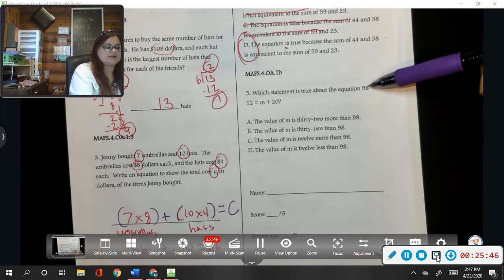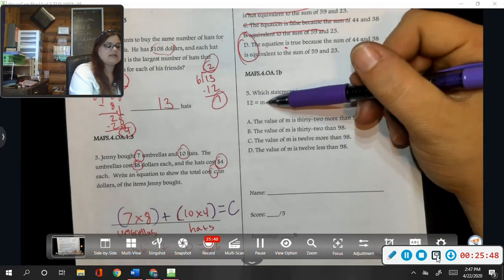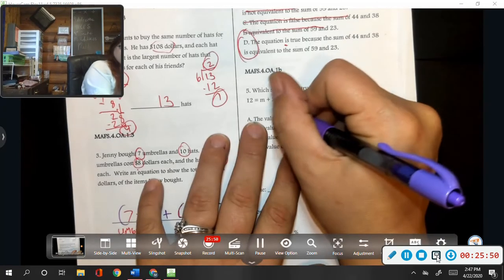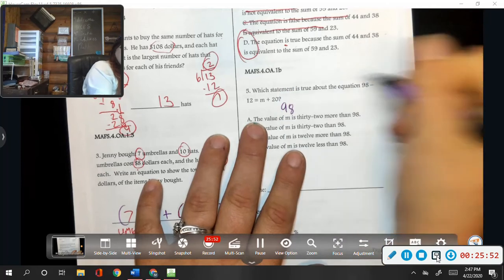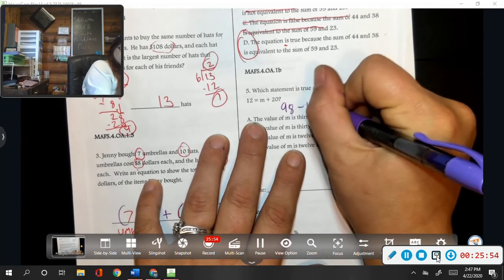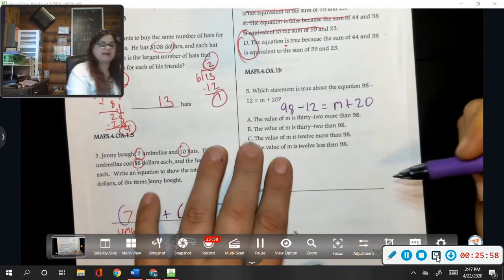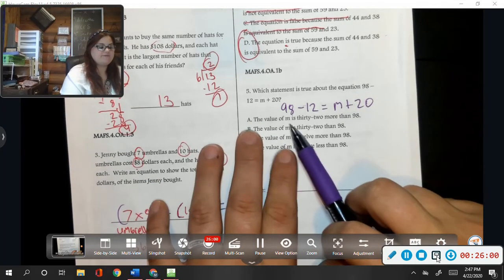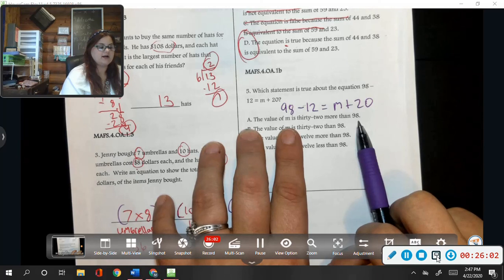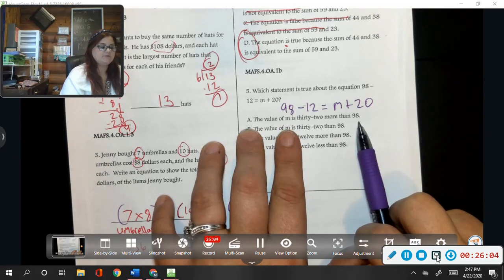Last one. Which statement is true about the equation 98 minus 12 equals m plus 20? I hate when they run off like that. I like to rewrite them. 98 minus 12 is equal to m plus 20. It says the value of m is 32 more than 98.